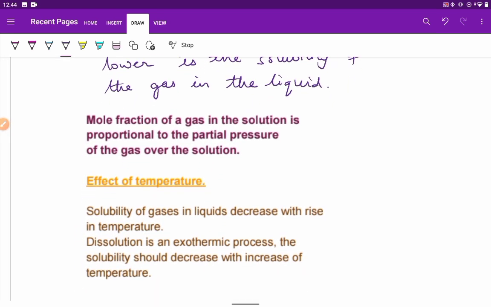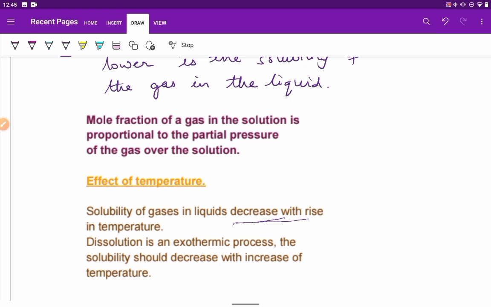So we can sum up that the mole fraction of a gas in the solution is proportional to the partial pressure of the gas over the solution. Next we have to see the effect of temperature. Now the solubility of gases in liquids will decrease with rise in temperature. As we increase the temperature, solubility will decrease.